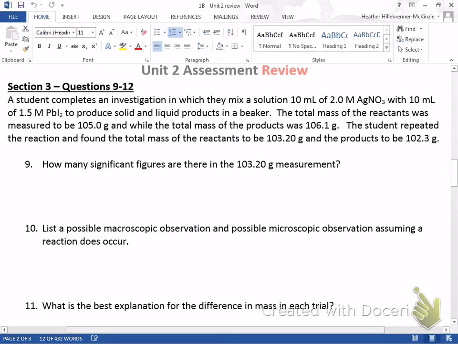How many significant figures are there in 103.20? Yes, there are 5 sig figs. Remember, sandwich zeros count. Zeros behind decimals count if there is a number in front. List a possible macroscopic observation. Macroscopic meaning what? Something you can see with your eyes. And a possible microscopic observation, assuming a reaction does occur. What would be a macroscopic observation that you might see?